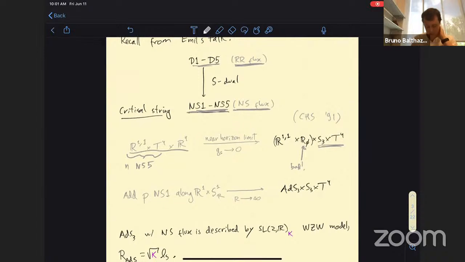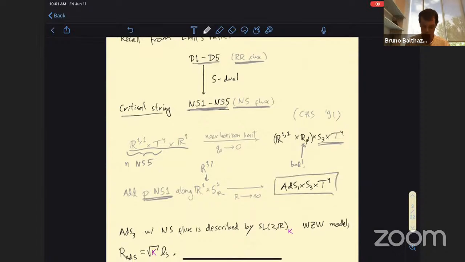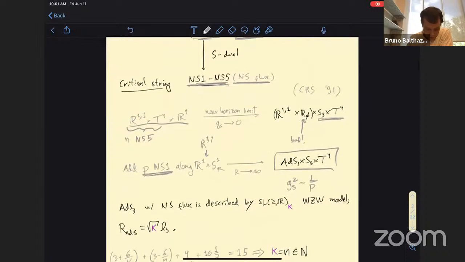One way to regulate this is to add P NS1 strings along the R^1 cross S^1. Here I've taken the R^{1,1} and compactified the spatial R^1 to a circle, placed P NS1s wrapping the circle, and taken the limit where the radius goes to infinity. So that finally we arrive at the usual AdS3 cross S3 cross T4, where now the string coupling is essentially given by the number of NS1 strings. Okay, great.